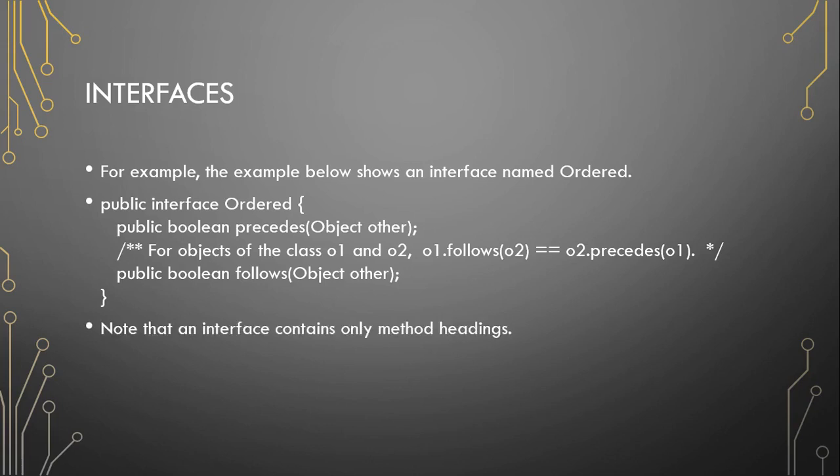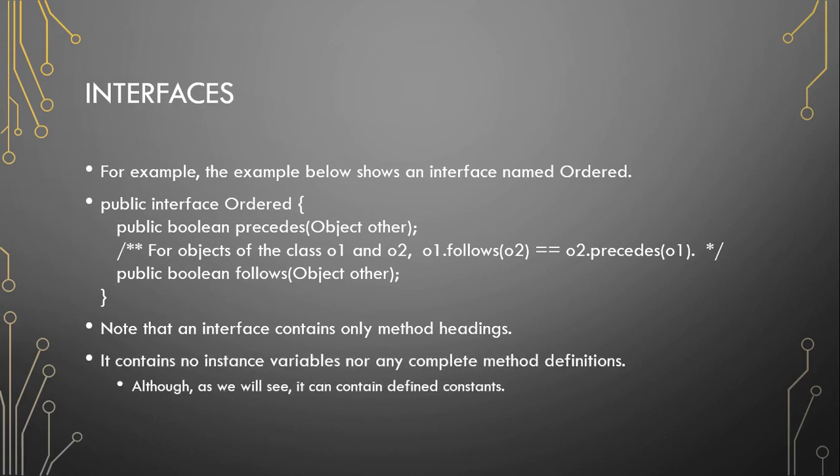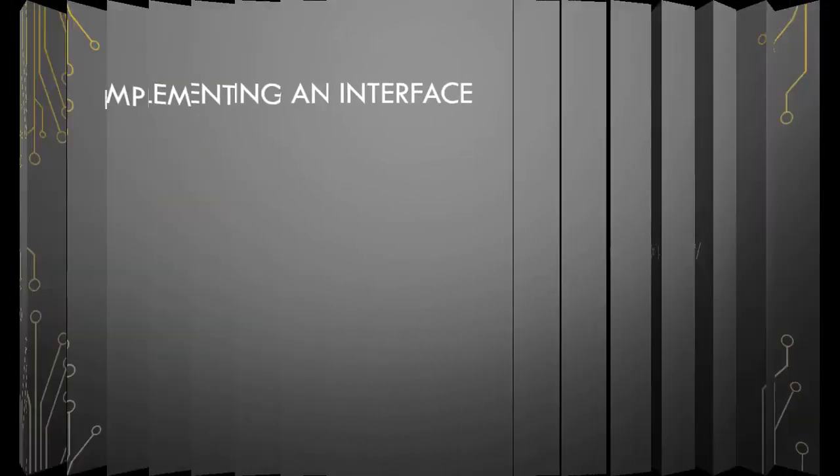Now, you'll notice that the interface only contains method headings. It's not specifying at all what's in those methods. It simply says, here are the method headings, and I'm going to expect those to be in your class. So it also has no instance variables, nor does it have complete method definitions, although as we can see, it can have defined constants. We don't have any private instance variables or any public instance variables. You'll notice also in our parameters, we're using the Object class.